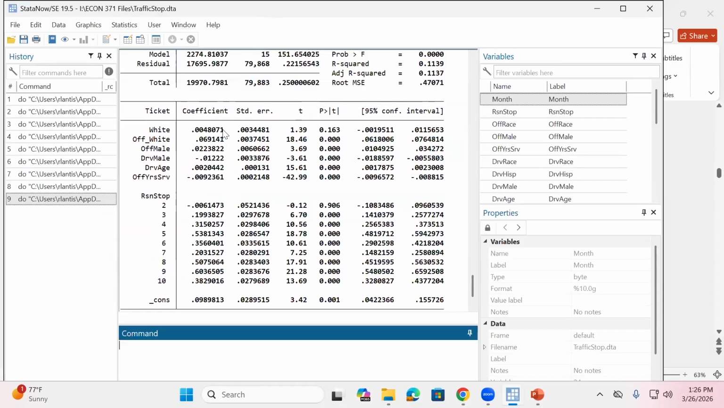And then here, once again, if the officer is white, this is just picking up the average effect of the officer being white. It could be that a white officer is issuing tickets at different rates to white and non-white drivers. We haven't captured that at all here. We've only captured the average effect across those two groups if we don't include the interaction.